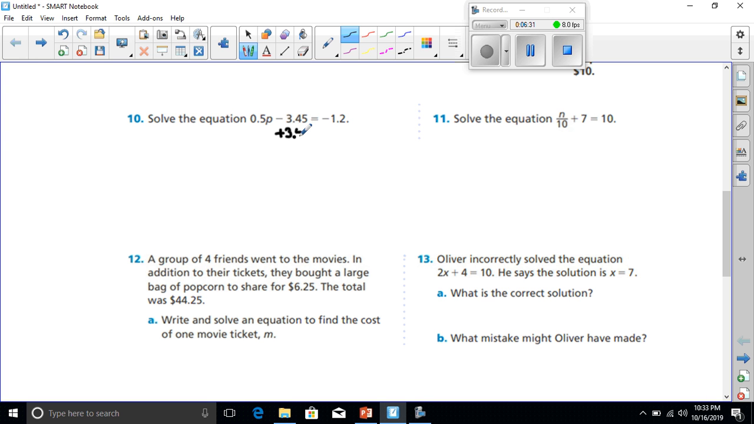The question I always have to ask of myself is, what can I combine with this number that will give me 0? And the opposite number is always the number that's going to give me 0. Well, if I add 3.45 to this side, I have to add 3.45 to this side.